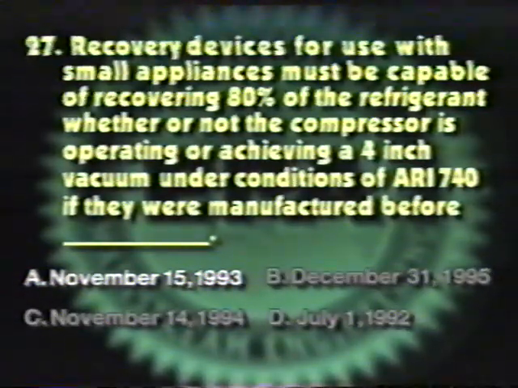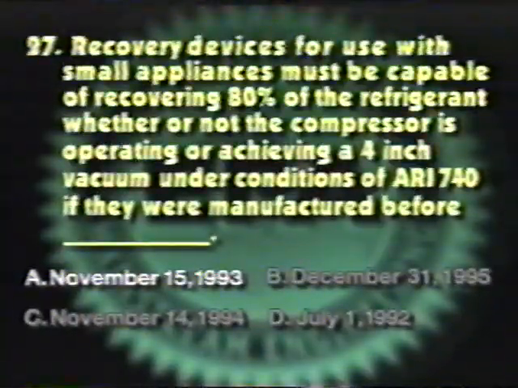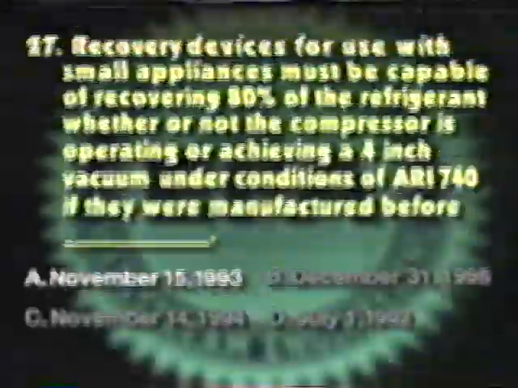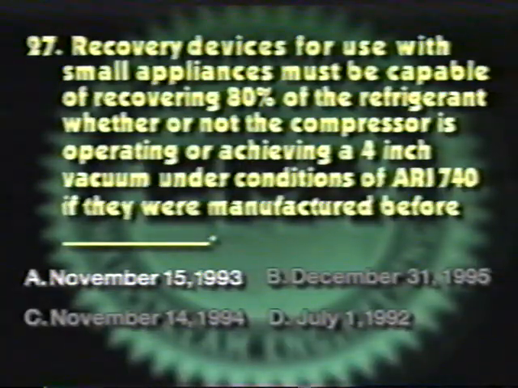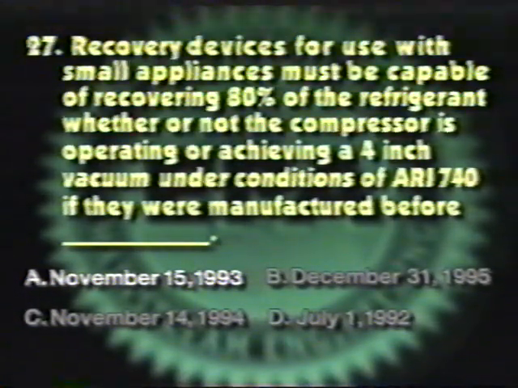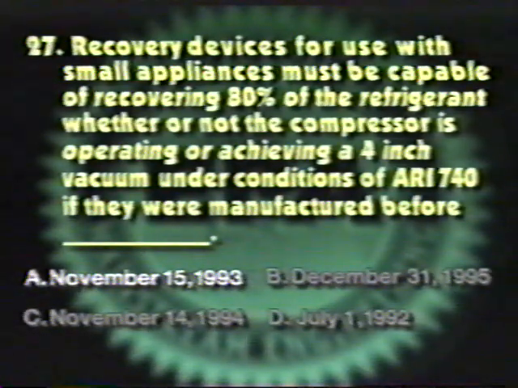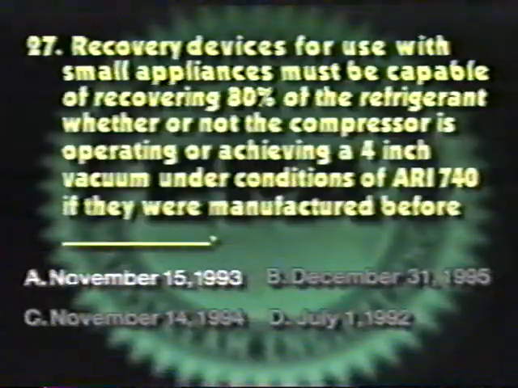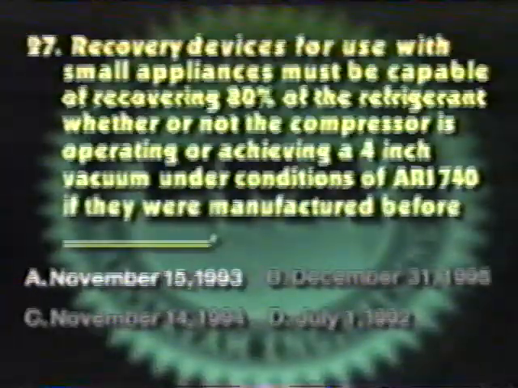The answer is A. All recovery devices manufactured before November 15, 1993, for use with small appliances must be capable of recovering 80% of the refrigerant, whether or not the compressor is operational. Small appliance recovery equipment manufactured after November 15, 1993, must be certified to be capable of recovering 90% of the refrigerant when the compressor is operative or 80% when the compressor is inoperative.